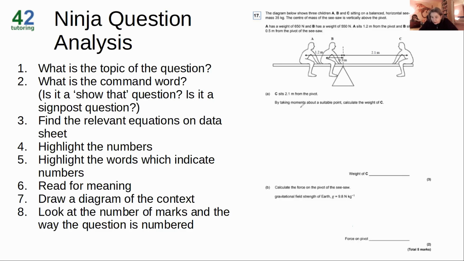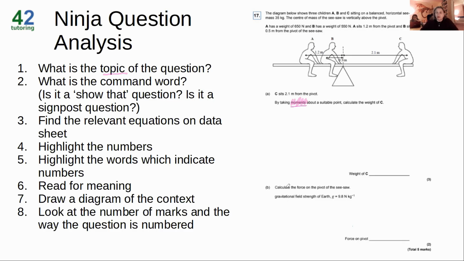Right, can you see that we've got the word moments in there? That's a really big clue. So I would normally, let me put it in highlighter mode, I would highlight the word moment, okay? Because that's what we need. We need the topic of the question.